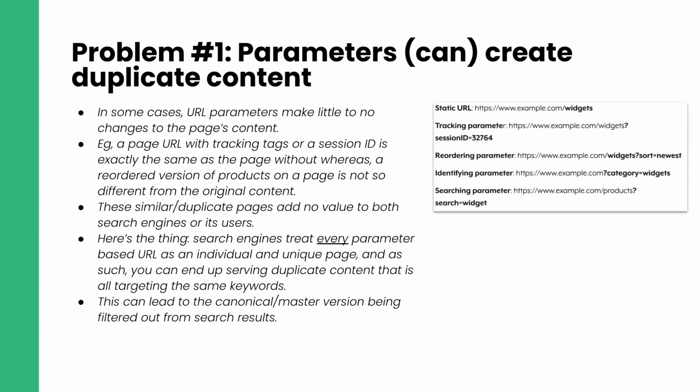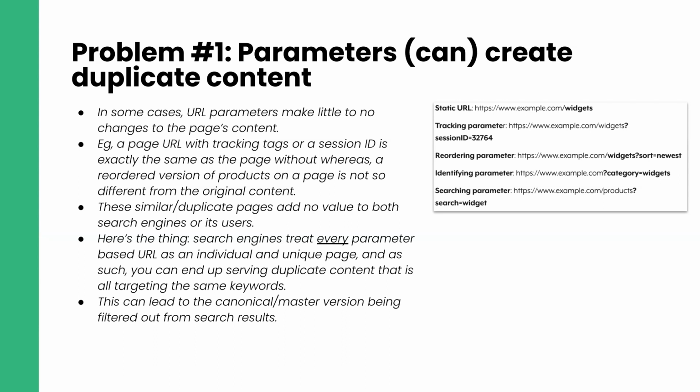And here's the thing, search engines treat every parameter or parameterized URL as an individual and unique page, and as such, you end up serving duplicate versions of the same thing that is targeting the same keyword. And this can lead to the canonical or master version being filtered out from the results page.